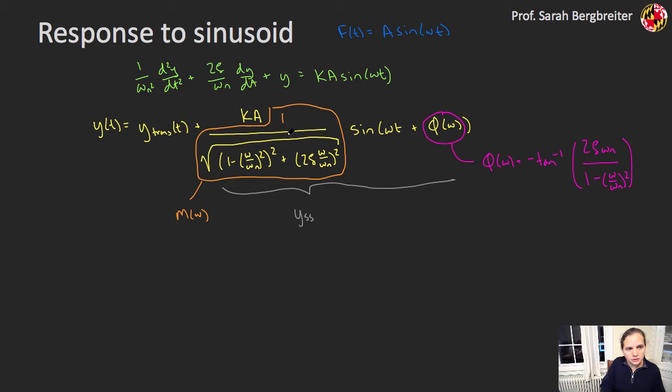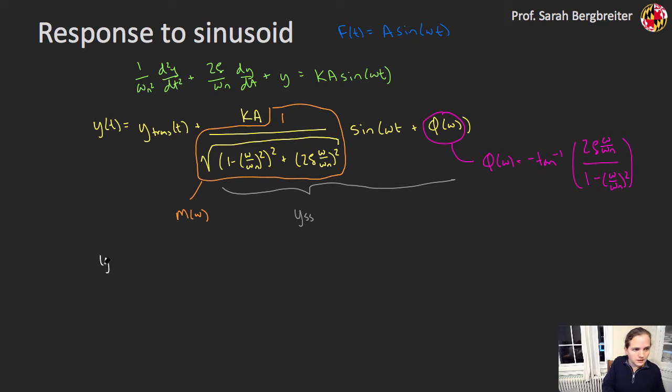So that magnitude ratio, M of omega, is going to be 1 over the square root of, this is fairly complex, so 1 minus omega over omega n, that omega over omega n squared, that whole thing squared, plus 2 zeta omega over omega n squared. The phase is going to be the negative inverse tangent of 2 zeta omega over omega n, divided by 1 minus omega over omega n squared.